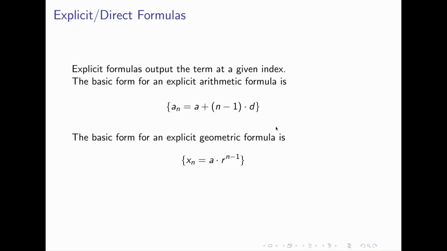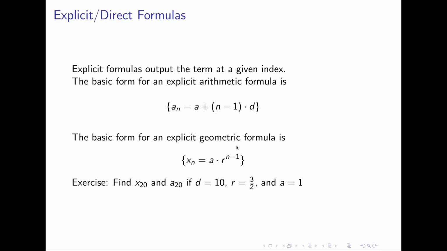We also have a basic explicit form for the geometric formula. We see the same n minus 1 because we need this to be something to the 0 for our first term, because something to the 0 equals 1. And that is simply multiplied by our starting value. And again, exponentiation makes sense here because exponents are just repeated multiplications.